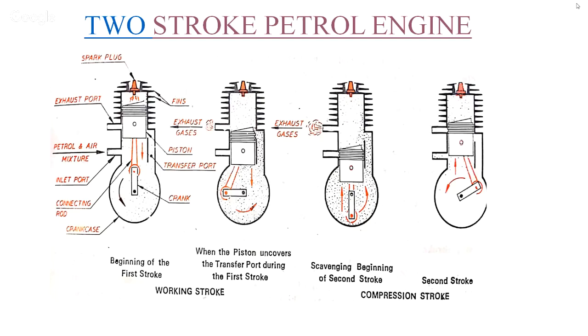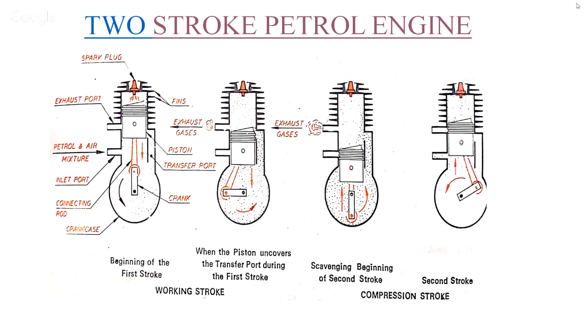Now the piston comes downwards and reaches BDC. During this stroke, two operations take place, that is, suction and exhaust. Now think that the piston is moving from BDC to TDC.